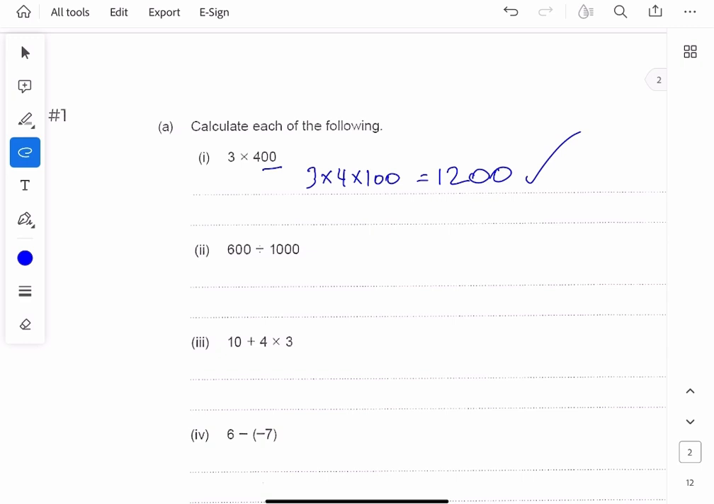And the next question, you divide 600 by 1000. You move the point of the 600 3 places to the left. That gives you 0.6.